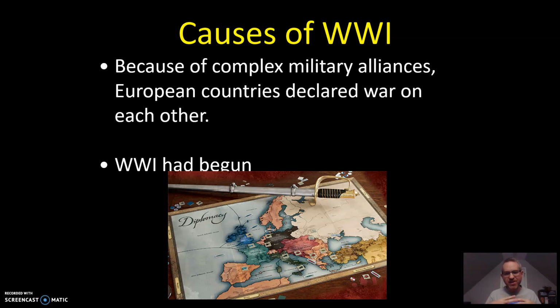And so because of this, things start to happen and rumblings start to occur and all these complex military alliances start to kick into high gear. And as one country declares war on another, it actually is Russia that declares war on Austria-Hungary through a crazy series of events, which I'll be gracious enough not to make you memorize. All of Europe starts to declare war on itself when World War I is in effect beginning.